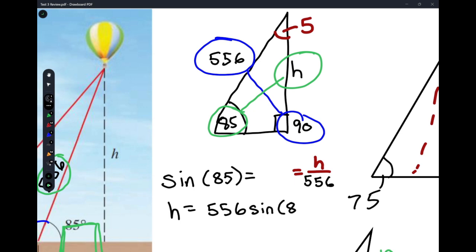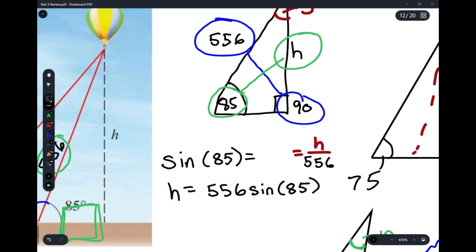SOHCAHTOA is a shorter law of sines. Pythagorean theorem is a shorter law of cosines. They're the same. They're where those formulas come from. 556 sine 85, and we get it done.